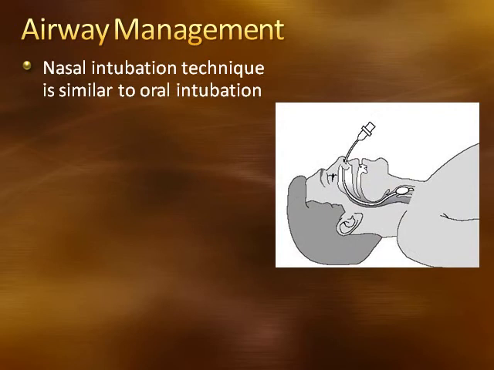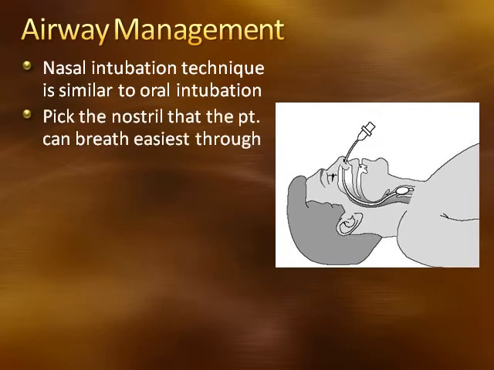Nasal intubation is similar to oral intubation, except that the endotracheal tube is advanced through the nose and nasopharynx into the oropharynx before laryngoscopy. The nostril through which the patient breathes most easily is selected in advance and prepared. Phenylephrine nose drops vasoconstrict vessels and shrink mucous membranes. If the patient is awake, local anesthetic drops and nerve blocks can also be utilized.